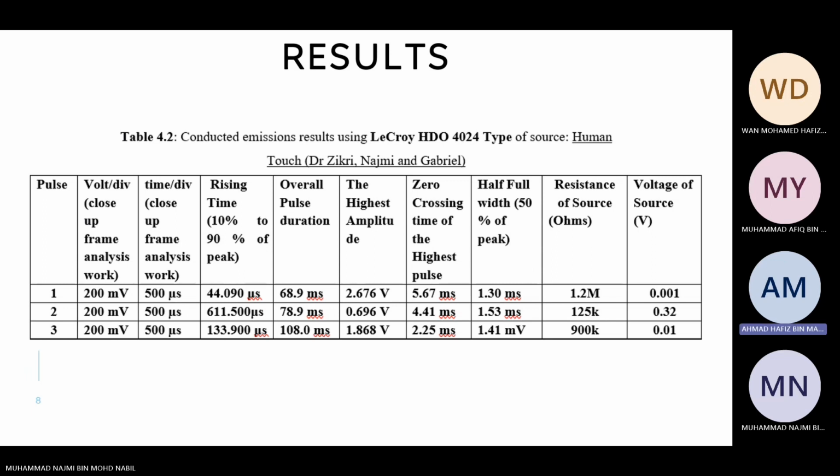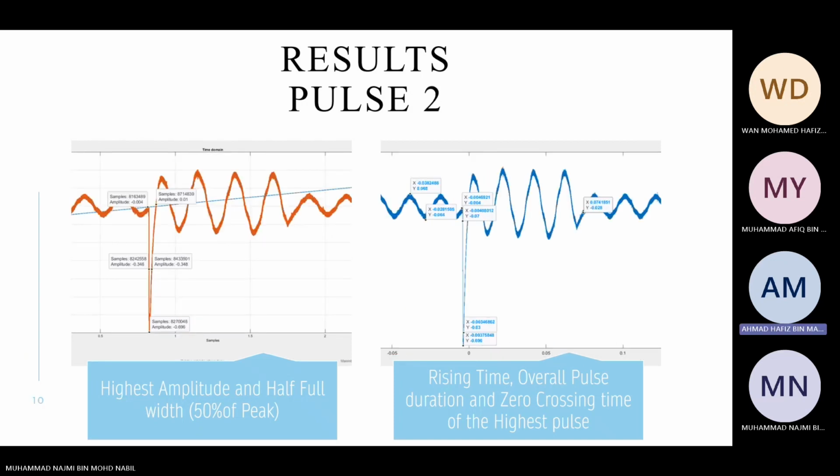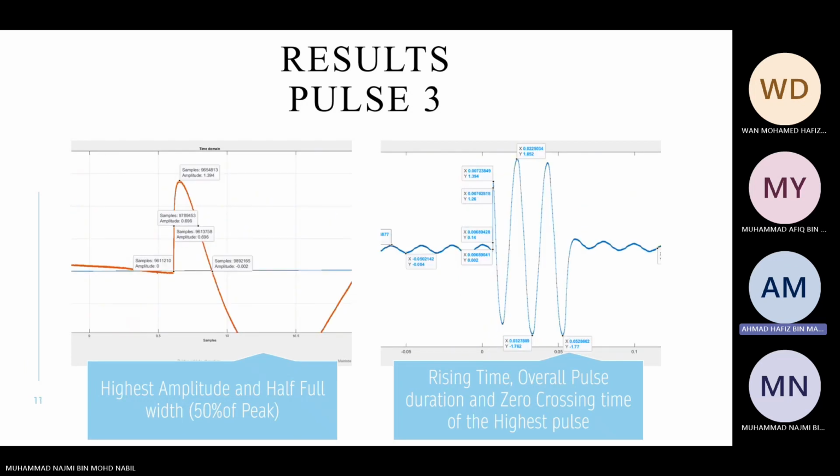So this is the result from the previous lab, which is the conductor emission result using the Lecroy HDO 4024. Our type of source is firstly Dr. Zikri, Najmi, and also Gabriel, that is from our classes. This is the result from our pulse 1, next, pulse 2, and finally our pulse 3, next. Okay, that's all from me.